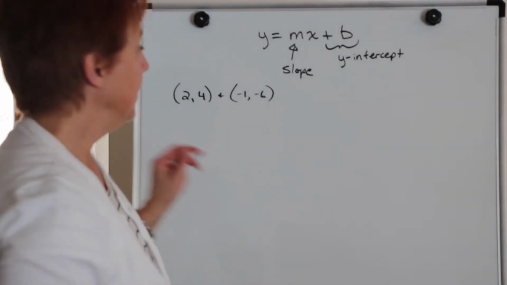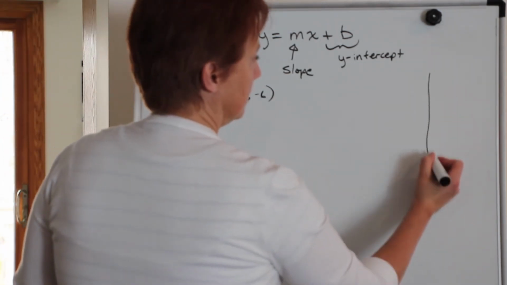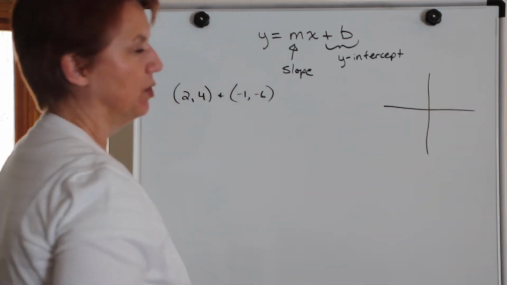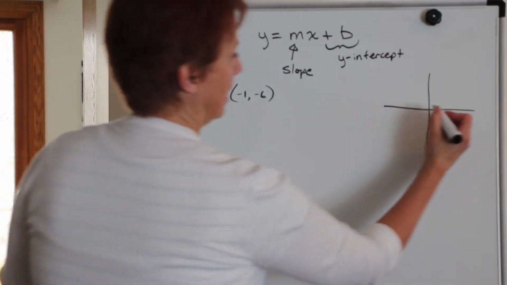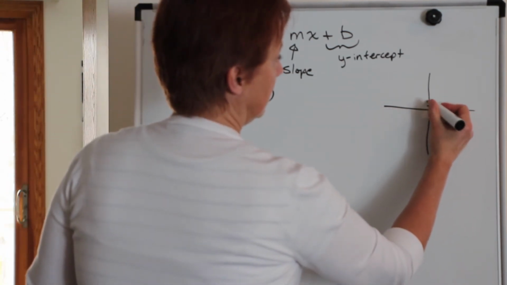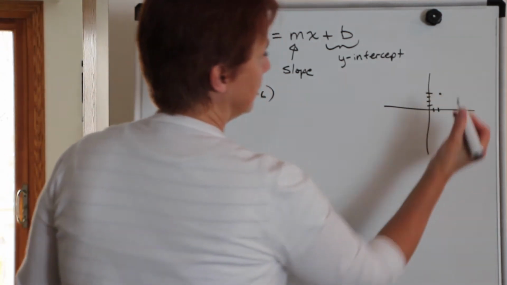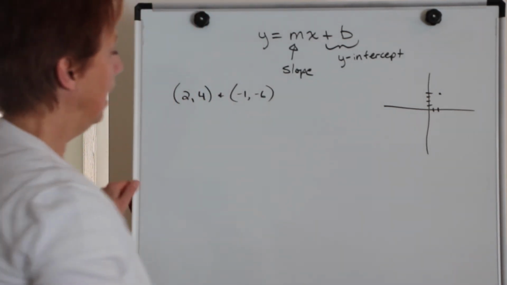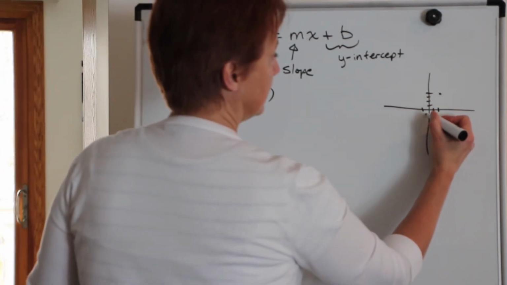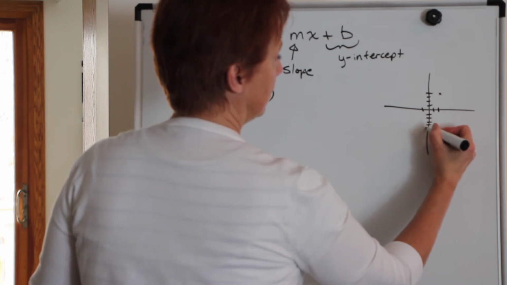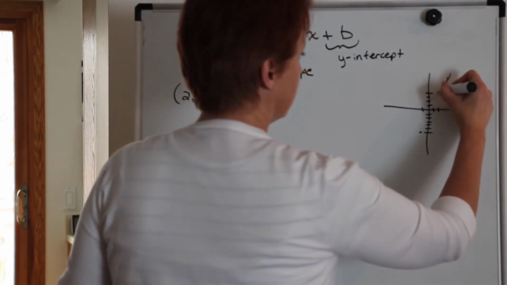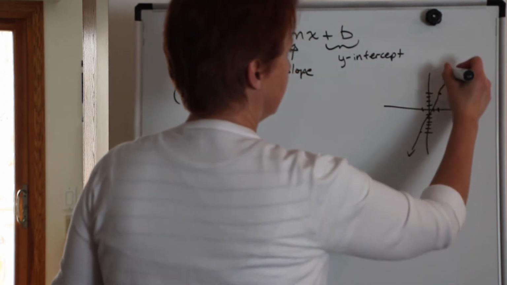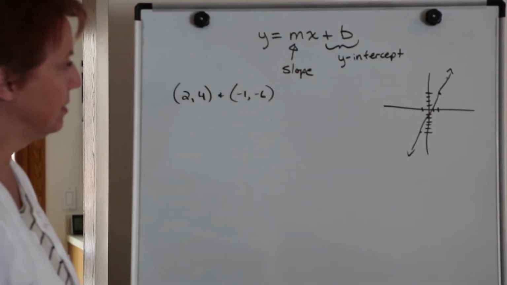Now, you can draw it. It's always a good idea to draw these. And I'm just going to draw them without grids because it's too time consuming to draw them with grids. And I'm just going to put the number of ticks that I need to draw each of my points. So there's my 2, 4. And -1, -6, 1, 2, 3, 4, 5, 6 is right there. So here's my line. A little wiggly, but there it is, okay?